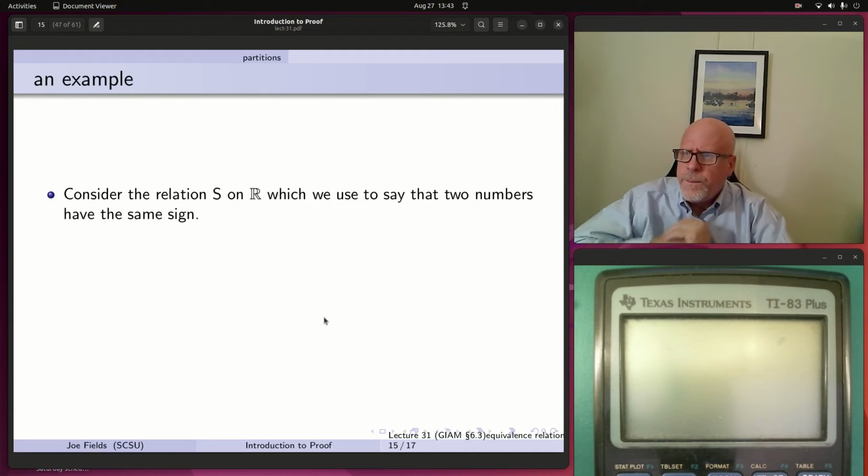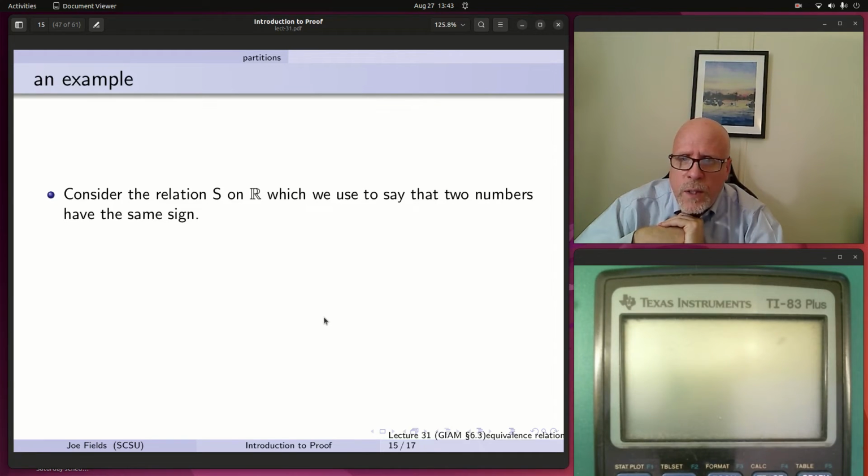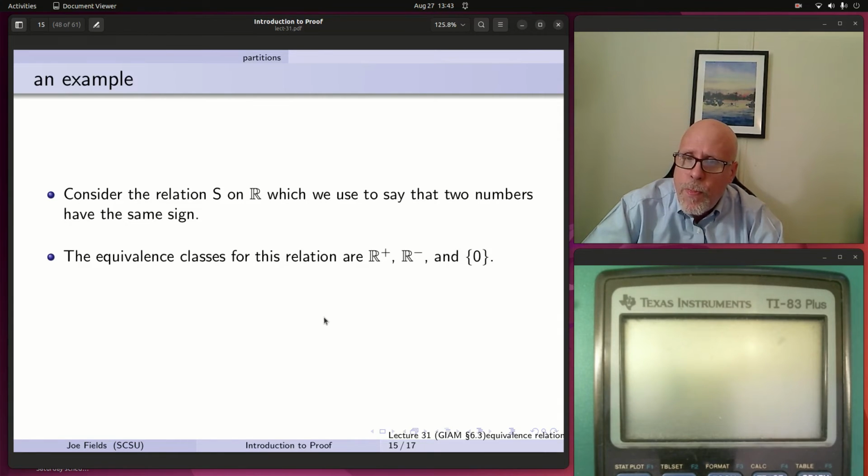So let's see. Did we look at this relation previously? I feel like we did. The relation S on R. Well, maybe we haven't, but still, we can look at it now. The relation S on the real numbers, which we used to say that two numbers have the same sign. How does that look? If they have the same sign, they're either both positive or both negative, or if they have no sign, they're zero. And that means the equivalence classes for this relation are the positive real numbers, the negative real numbers, and the singleton set with zero in it.